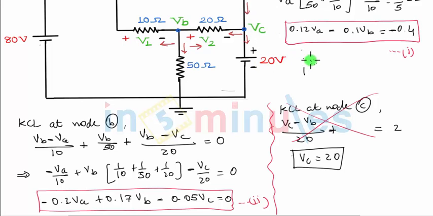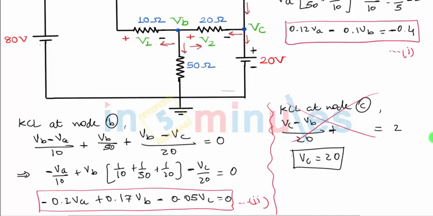Alright, so in this case, we don't write a KCL equation. Why don't we write KCL? That is because there is a voltage source between a node and the ground. Whenever there's a voltage source and no resistance between the ground point and a node, then we directly get the value of the voltage at that particular node. So we get Vc equal to 20 volts and that's it.